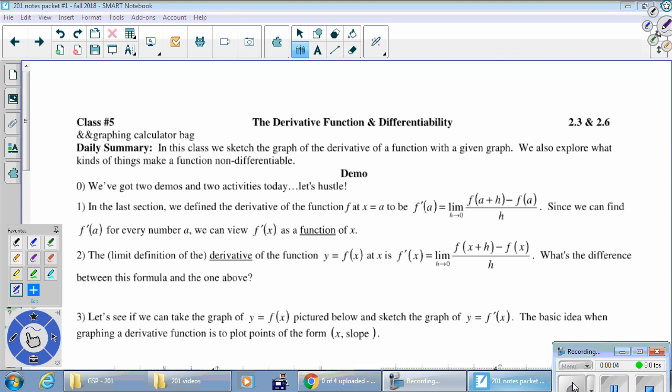Lesson 5, demo. In this class, we sketch the graph of the derivative of a function with a given graph. We also explore what kinds of things make a function non-differentiable. We've got 2 demos and 2 activities today.